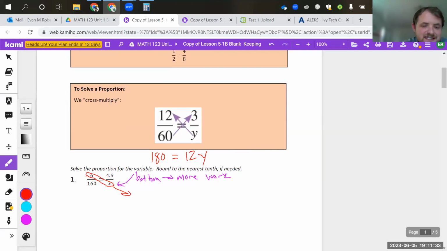So cross multiplication there would give me 6x, and cross multiplication on the other side, 4.5 times 160. When I multiply those, that gives me 720.